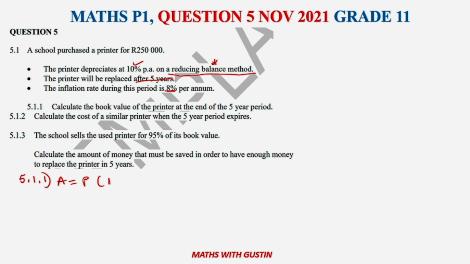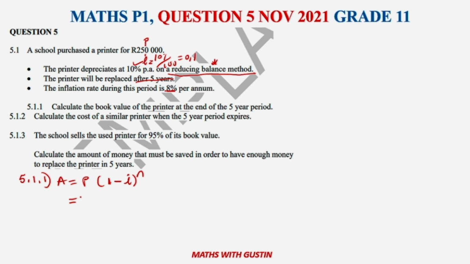From our formula sheet, we see that it is 1 minus i to the power of n. So our P value is our principal value, what we started with, and our depreciation percentage is given by that 10%. We need to divide this 10% by 100, which gives us 0.1, so this is our i.